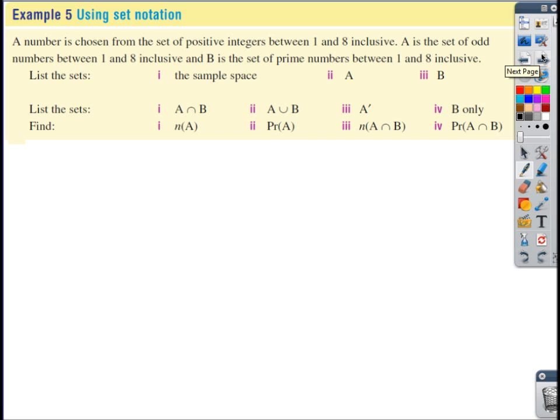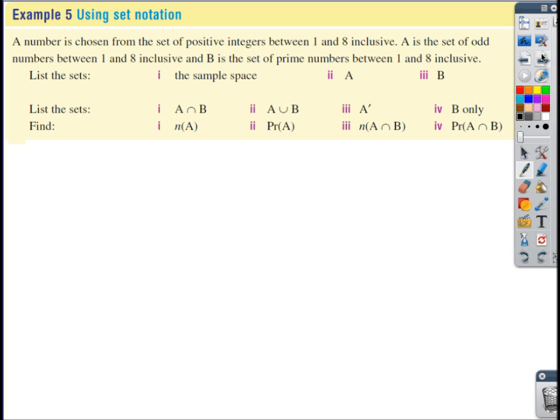Okay, let's do a worked example. I think we didn't do this in class because I wanted you to actually do some practice and we were getting to the end of the lesson. So we'll do this together now in the video. A number is chosen from the set of positive integers between 1 and 8 inclusive. So I'll pull out what those mean in a minute. A is the set of odd numbers between 1 and 8 inclusive, and B is the set of prime numbers between 1 and 8 inclusive.